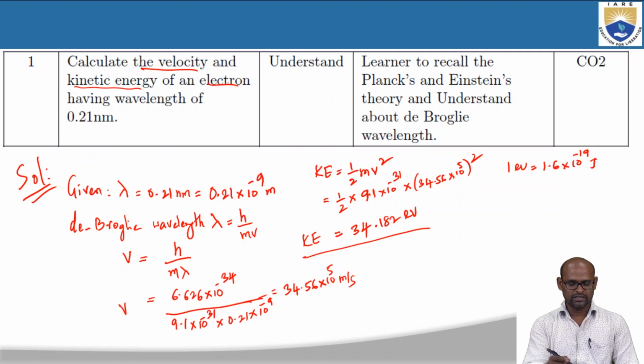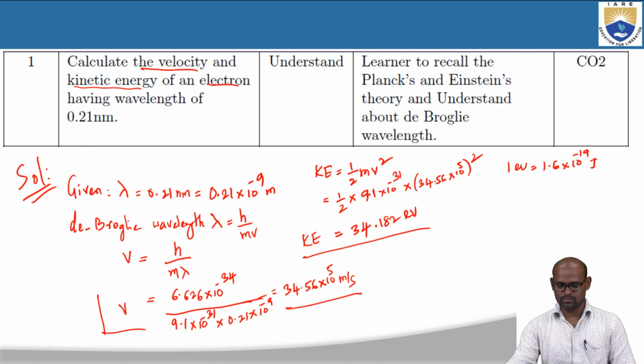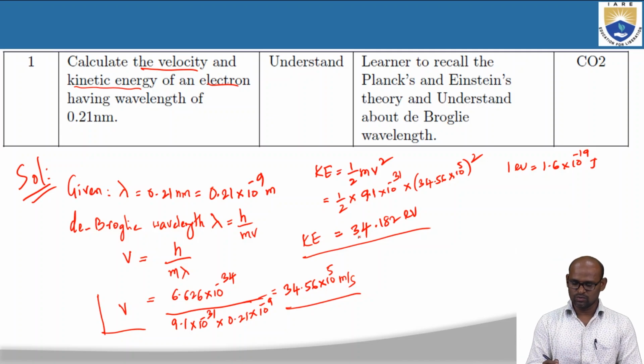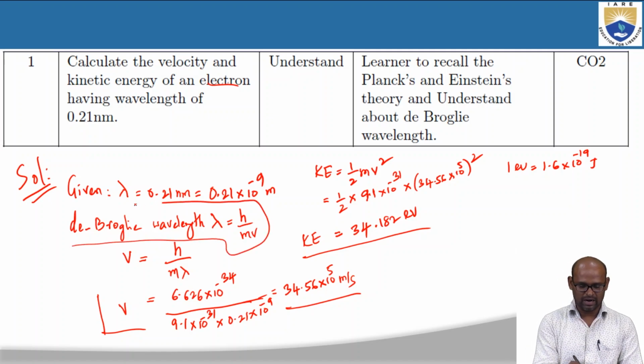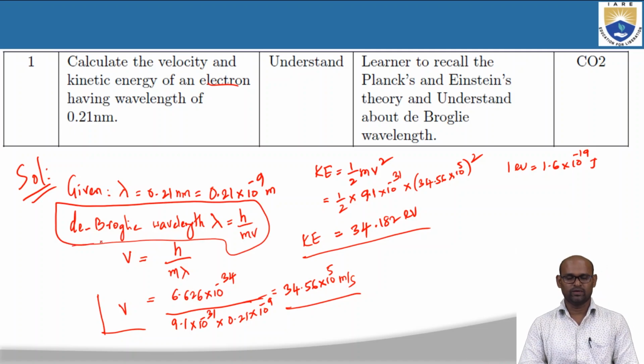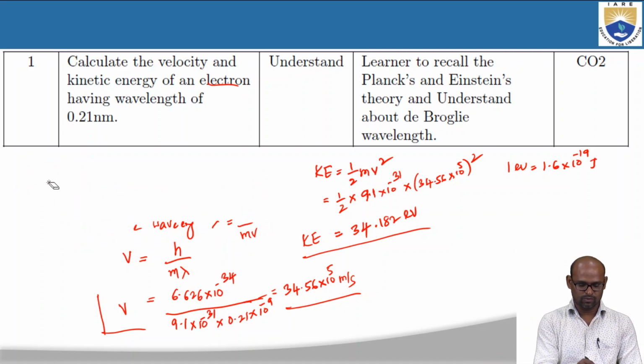So for the given electron having wavelength 0.21 nanometers, we have calculated the velocity, which is 34.56 into 10 power 5 meters per second, and also the kinetic energy, which is 34.182 electron volts. Basically, we have used the de Broglie wavelength equation, lambda is equal to h by m v. Let us go to the next numerical problem.